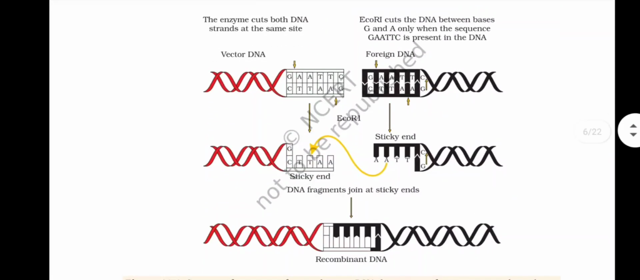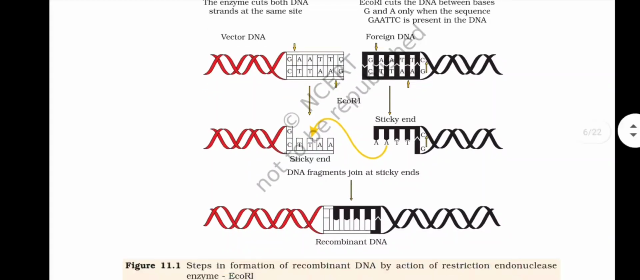We're going to learn about this whole cutting of the DNA. The enzyme cuts the DNA strands at the same time. Look at this, this is the vector DNA. The red one is the vector DNA. EcoRI cuts the DNA between bases G and A only when the sequence G, A, A, T, T, C is present in the DNA. See, only between G and A is it cut. Look at that, really look at that. In the second figure, you can see GC is there, TT is there, AA is there, and the end of it is the sticky end.